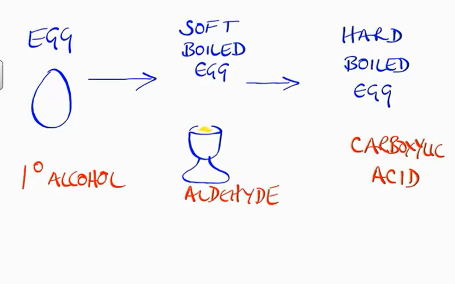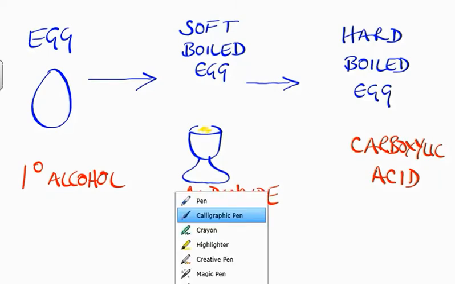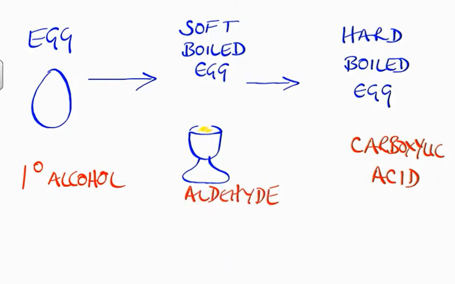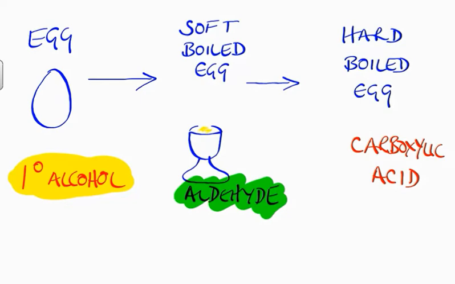Now I think this is a little bit like boiling an egg. So when we boil an egg, if you just boil it for a few minutes, you get a soft boiled egg. But if you oxidize it further, if you cook it a little bit more, then you end up with a hard boiled egg. So the soft boiled egg is like an aldehyde, so we just want to give it a little bit of a reaction, but if we're not careful, then the aldehyde will turn into a carboxylic acid.